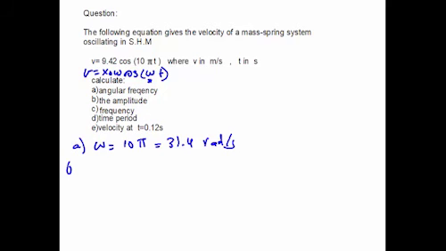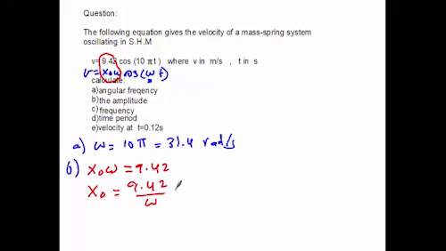How to get the amplitude? We know that this is the term that will give us the value of the amplitude x naught. So we have here the value of x naught omega equal to 9.42. And we calculated the value of omega, so we can get the amplitude x naught as 9.42 over omega. So it's 9.42 over this value of omega, 31.4, which will give us the value of x naught, which is 0.3 meters.